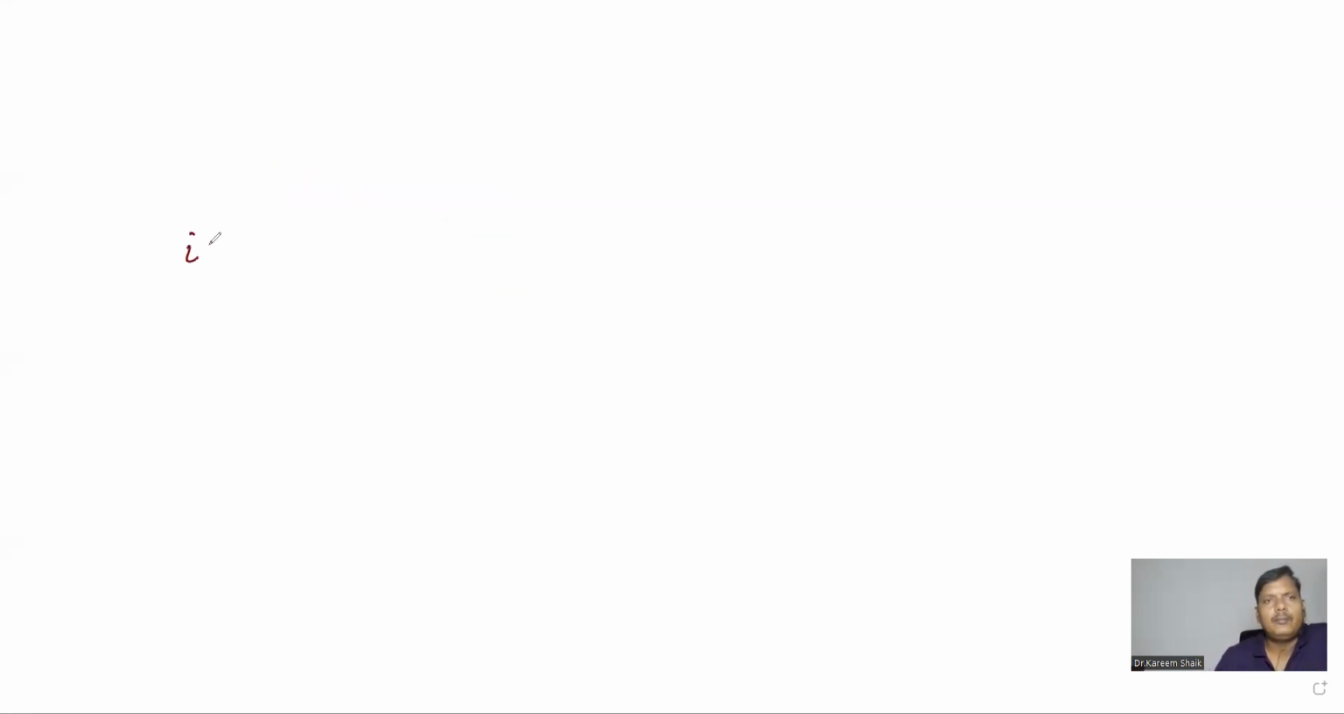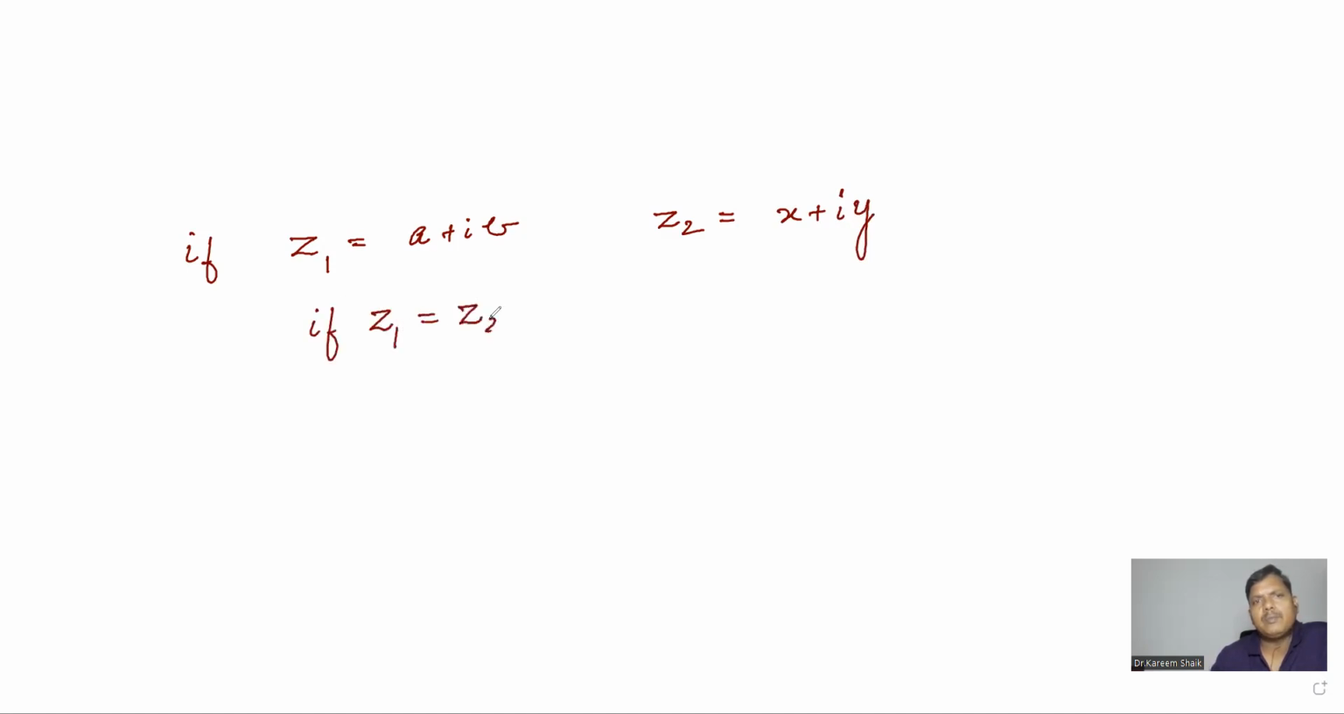If z1 is a complex number a plus iota b, and z2 is another complex number x plus iota y, and z1 equals z2, that means two complex numbers are said to be equal if and only if a equals x and b equals y. That means two complex numbers are equal if and only if their real parts as well as their imaginary parts are equal.